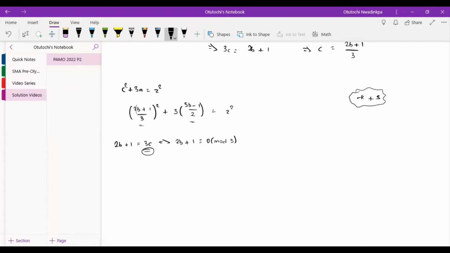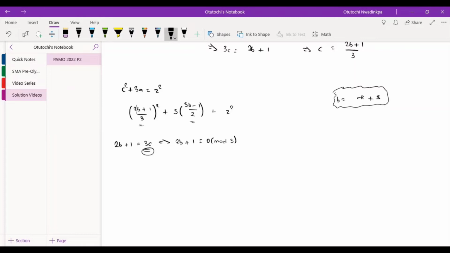Now using mod 3 and mod 2, we can express b as some rk plus s, which is going to eliminate our fractions. Well, that's what we're trying to do. We can go directly from here, but to be more efficient, we can do this as well. So now let's finish this up.